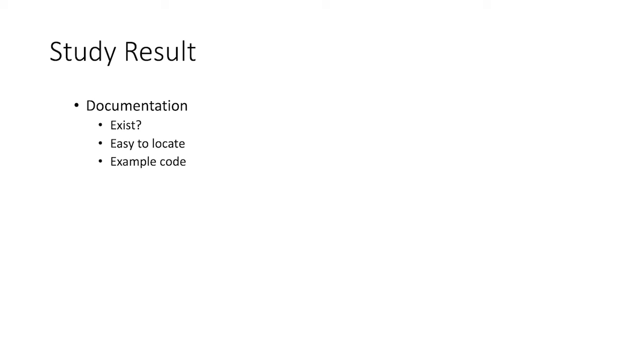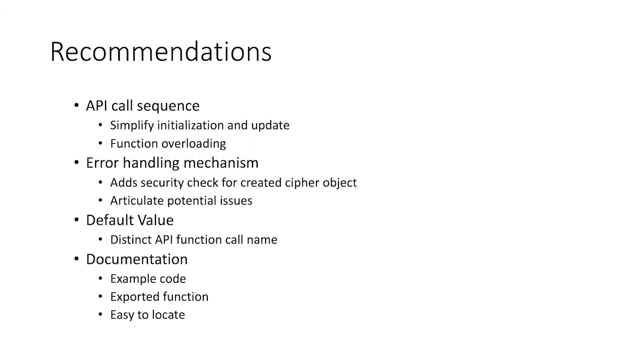Other libraries such as Crypto, SJCL, and Tink have well-written documents with example code that can be used with little to no modifications. So based on the findings that we have, we make a list of recommendations. For API call sequence, we suggest that API designers should simplify initializations and the actual encryptions.